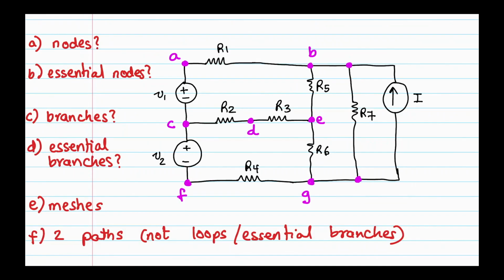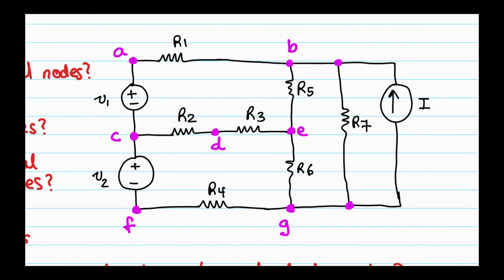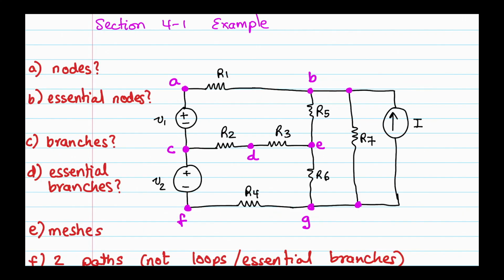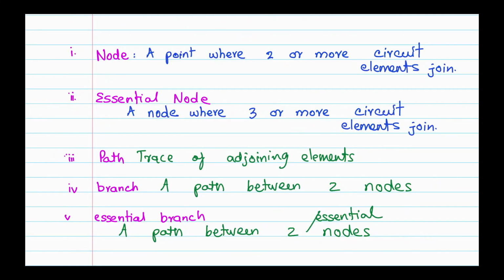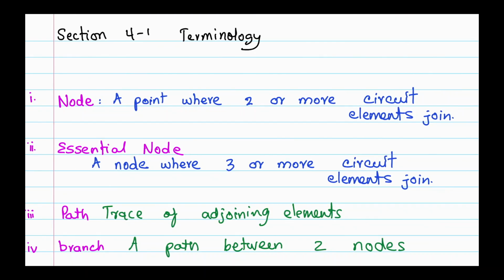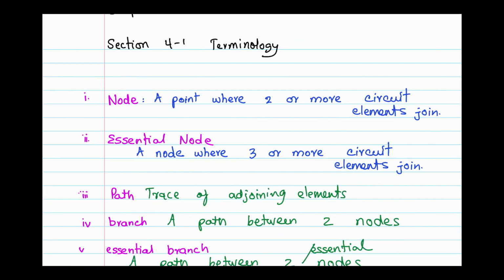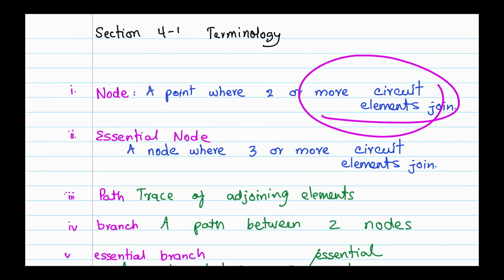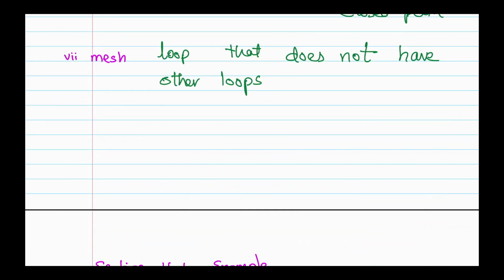Okay, so let's start with the first one, node. Think about this. Let's go back to the definition of a node. Okay, a point where two or more circuit elements join. A point where two or more circuit elements join is called a node. Remember? So we are going to look for points where two or more circuit elements join.